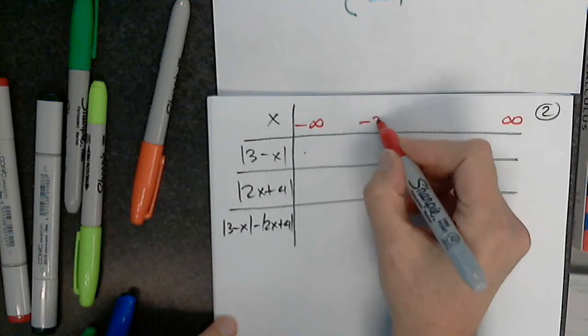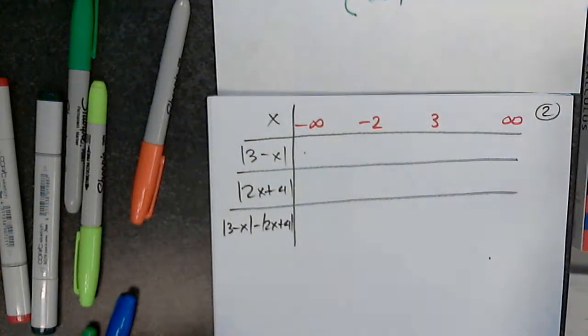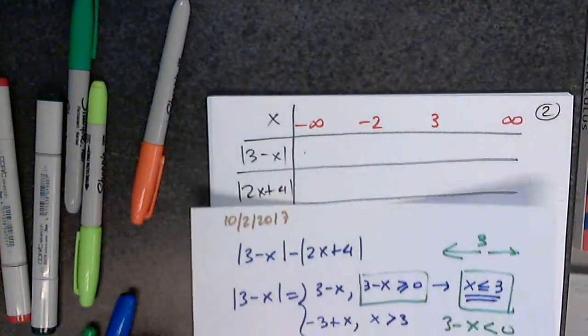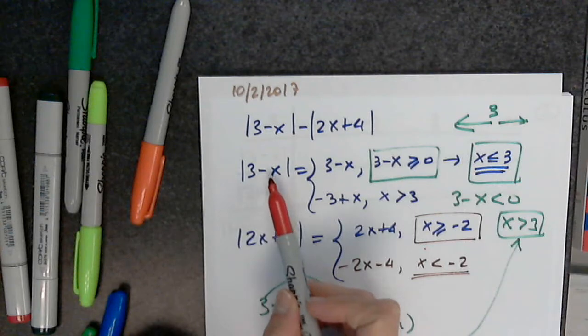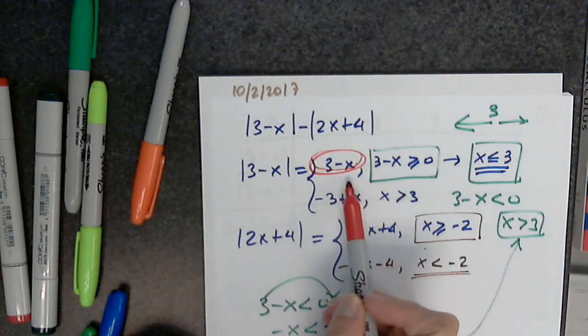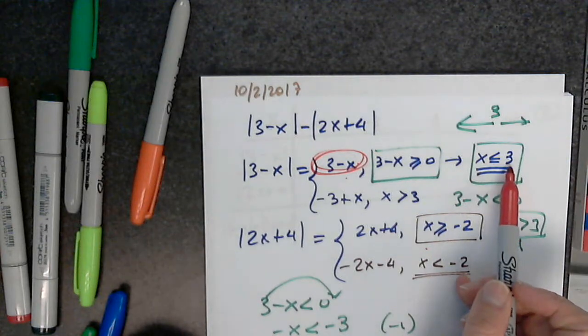Of course. And they have to be in ascending order. Otherwise, I mess up the whole thing. Okay, so now I read. Here's what I have. The absolute value of 3 minus x can be replaced by 3 minus x every time I have an x less than or equal to 3.